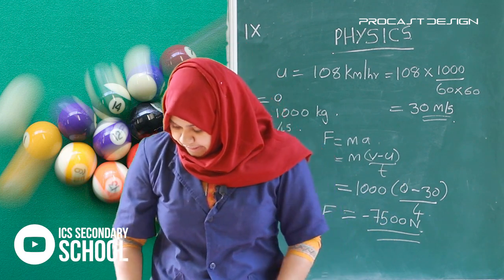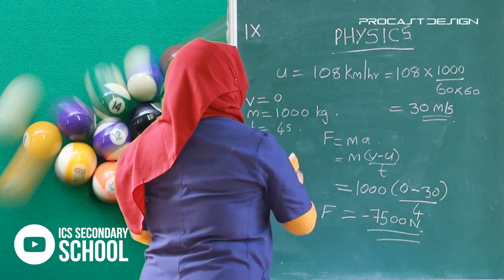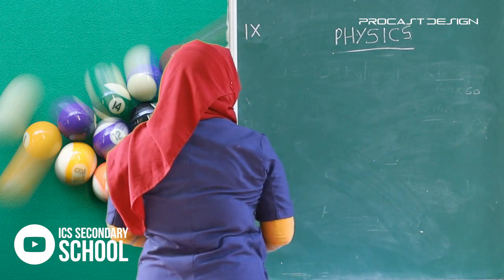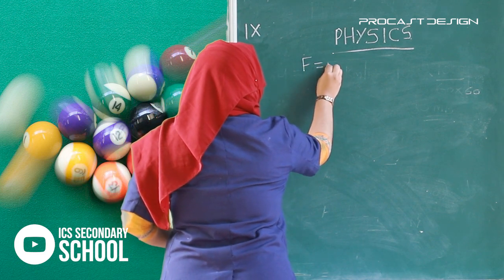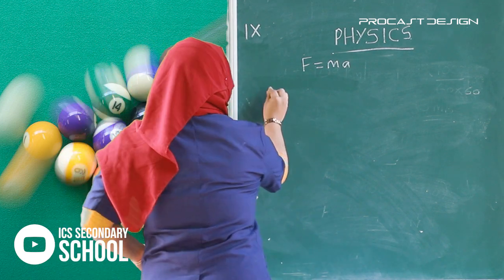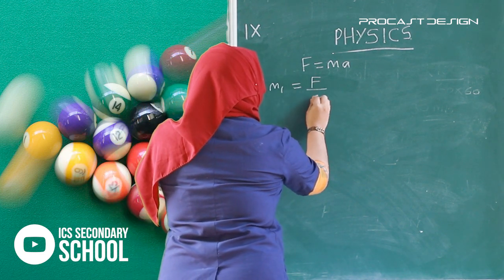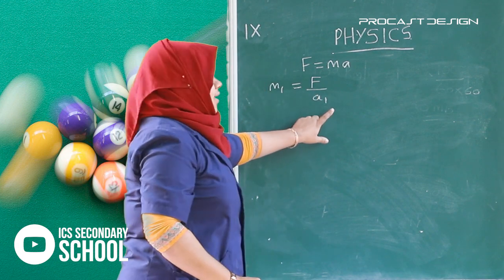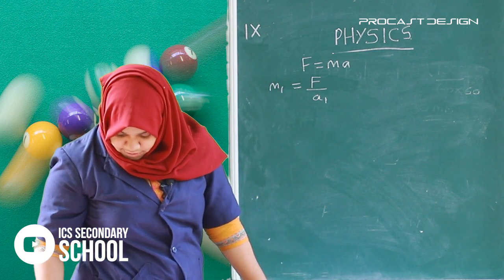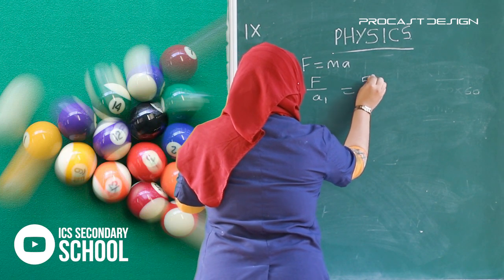How to find out? We know that F is equal to ma. Force is equal to mass into acceleration. Then what is m1 here? We want to find F divided by a1, force divided by acceleration. What is force in this question? Yes, 5 Newton force. So, we can apply 5 Newton.